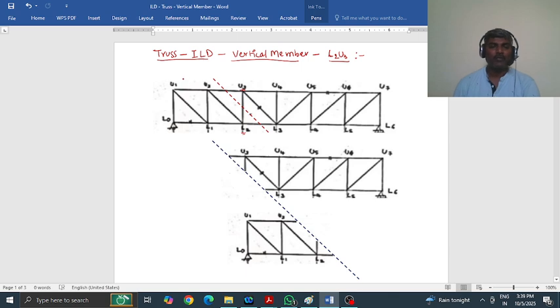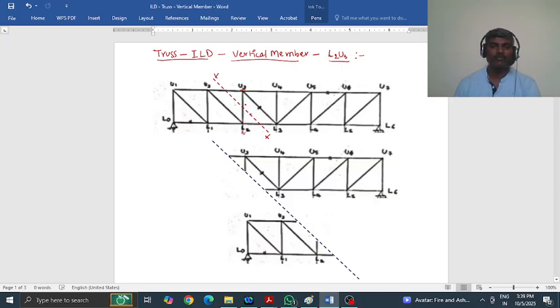Okay. So you need to take a section through the member, the force for which you want to draw the ILD. Obviously the other two members which will be cut are U2 U3 and L2 L3. So this is the section which is possible, which will cut three members. By using method of sections, we will find this member force and then we will plot it.